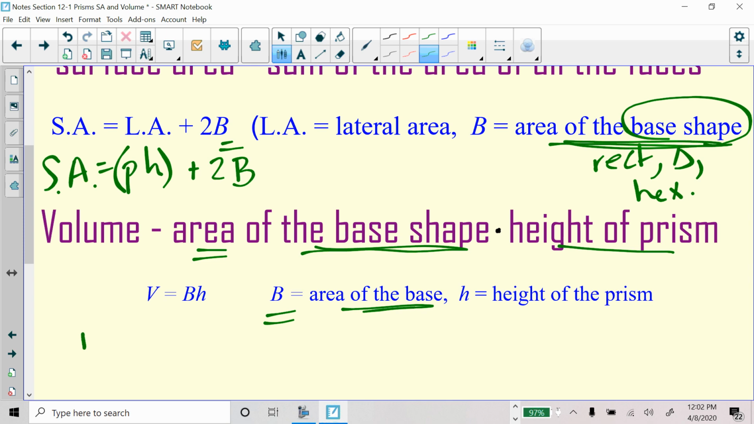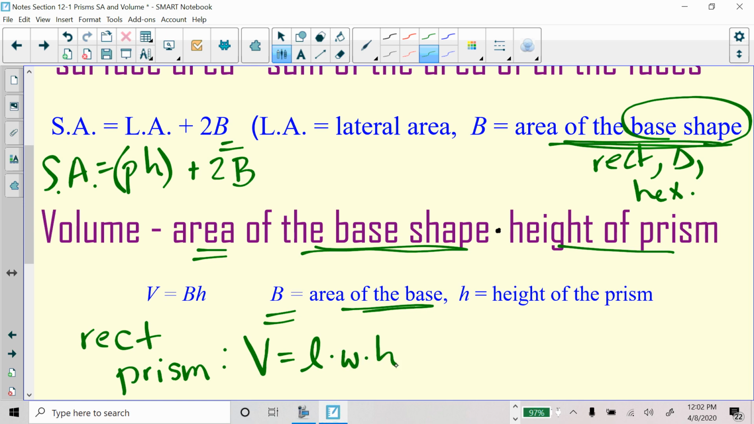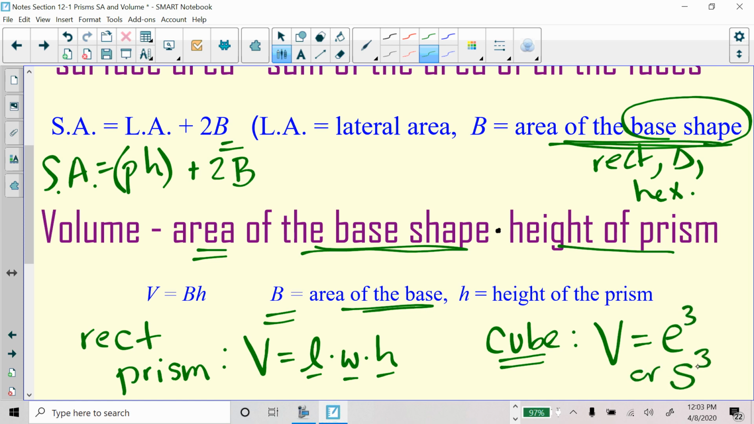And then a couple other things for a rectangular prism. I think most of you have probably seen this one before when you were a lot younger. For a rectangular prism, the volume is just equal to the length times the width times the height. It's a three-dimensional boxy shape that you're looking at. Length times width times height is the most common thing that you're used to for a rectangular prism. And for a cube, when all of the edges are the same, then the volume is just equal to edge cubed, or you might see it as side cubed.